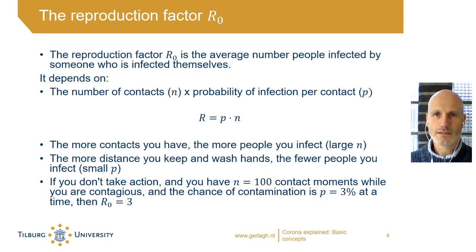You can have fewer contact moments, then you reduce the N. You can also keep your distance and wash your hands regularly to reduce the P. To think about this, it helps to fill in numbers. If you do not take measures and you have 100 contact moments, and with every contact moment you have a 3% chance of infecting someone, then your R is equal to 3. In the literature, we often find the value of 3 for R for COVID-19. Meaning, if you become infected, in turn, you infect an average of 3 other people.